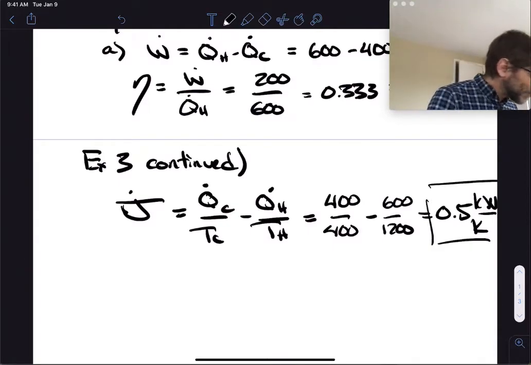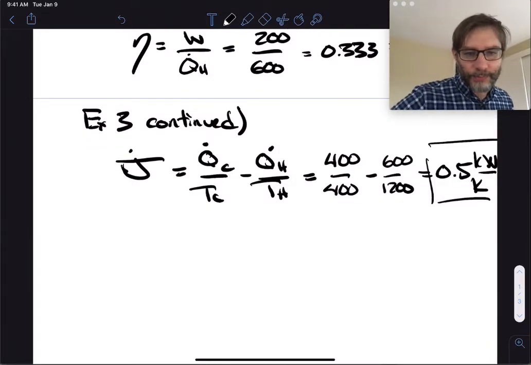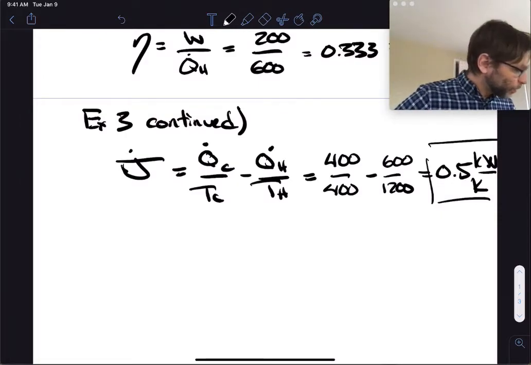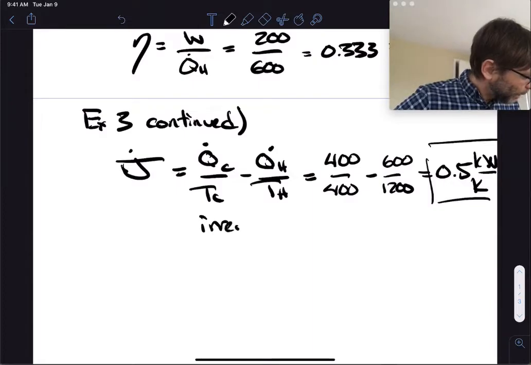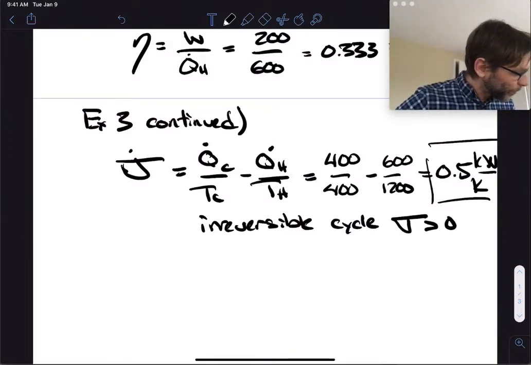So what do you think? Is this cycle possible? Think about it based on what we said. What direction is it? It's positive, right? So this is an irreversible cycle, because the sigma is greater than 0.